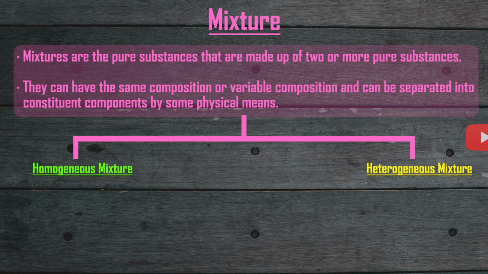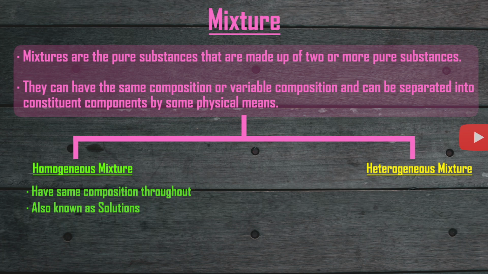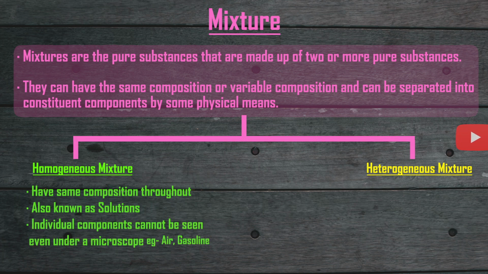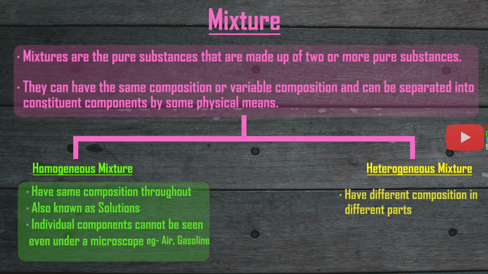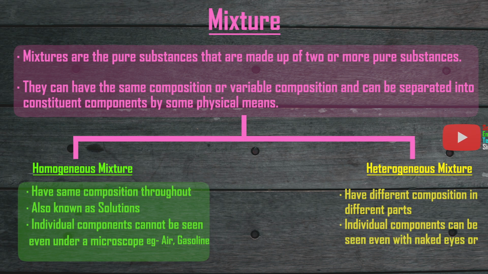Homogeneous mixtures have the same composition throughout. They are also known as solutions. Here the individual components cannot be seen, even under a microscope. Heterogeneous mixtures have different compositions in different parts. Here the individual components can be seen, even with the naked eye, or with the help of a microscope.